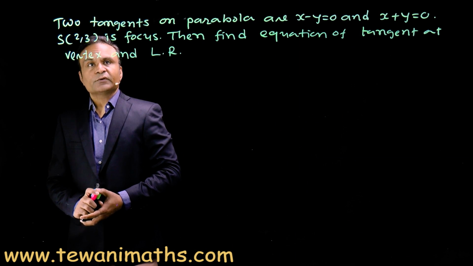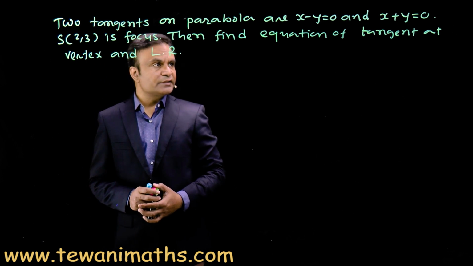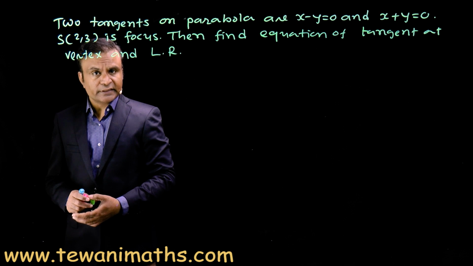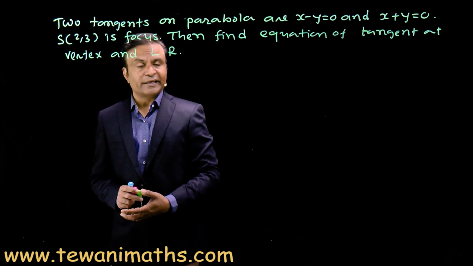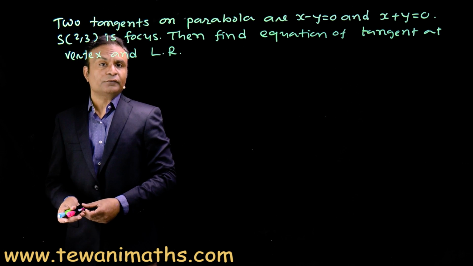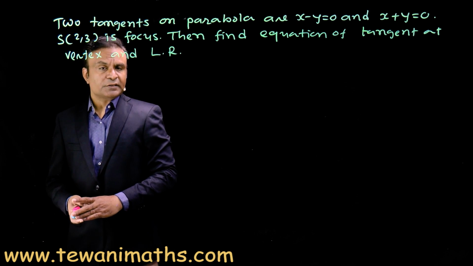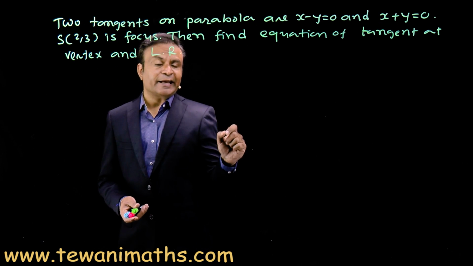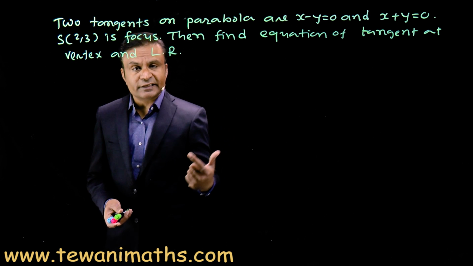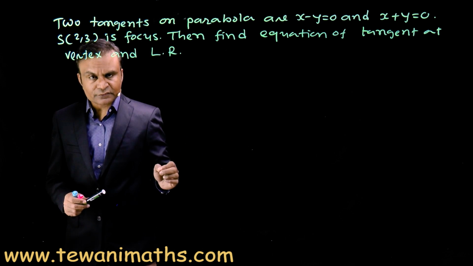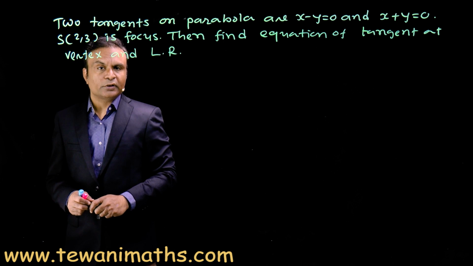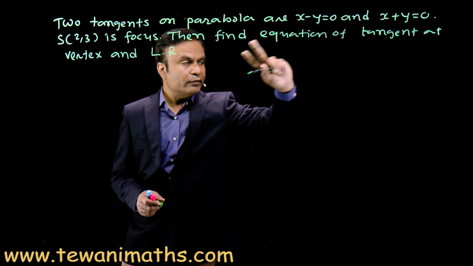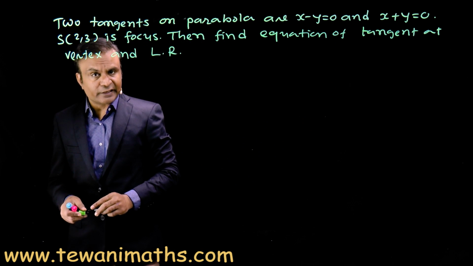Now look at this question. Two tangents on a parabola are x - y = 0 and x + y = 0. Point S having coordinates (2, 3) is the focus. Then find the equation of the tangent at the vertex and the length of the latus rectum. Now what is the property? The foot of the perpendicular from the focus upon any tangent line to a parabola lies on the tangent at the vertex. Using this we can find the foot of the perpendicular of the focus (2, 3) on this line and on this line, and both these points lie on the tangent at the vertex.